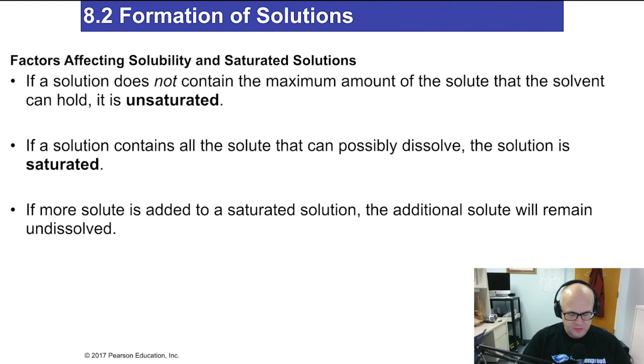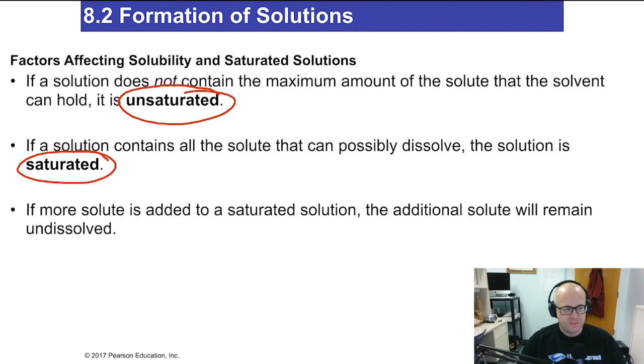Now, solutions come in two basic types, unsaturated and saturated. In organic chemistry, these words mean has a double bond, doesn't have a double bond. That's what it kind of means in organic. In regular, run-of-the-mill chemistry, unsaturated simply means a solution can hold more solute. It has not achieved its maximum amount of solute it can dissolve. A saturated solution has achieved its maximum amount of solute that it can dissolve.